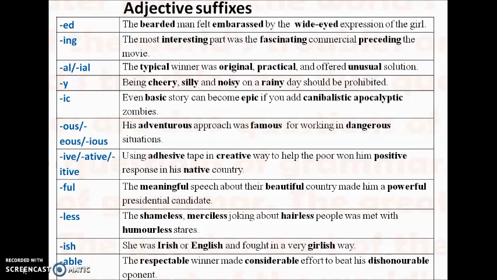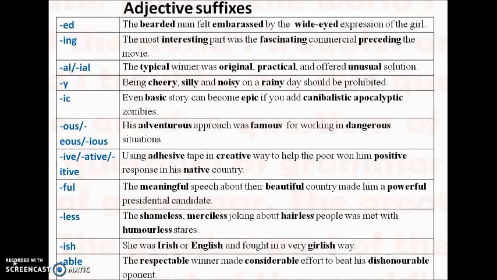Then we have -al or -ial, like typical, original, practical, or unusual. Next we have suffix -y, like in the words cheery, silly, noisy, or rainy. Then we have -ic, like in basic, epic, cannibalistic, or apocalyptic. Then there is the trio of suffixes -ous, -eous, or -ious, like in adventurous, famous, or dangerous.